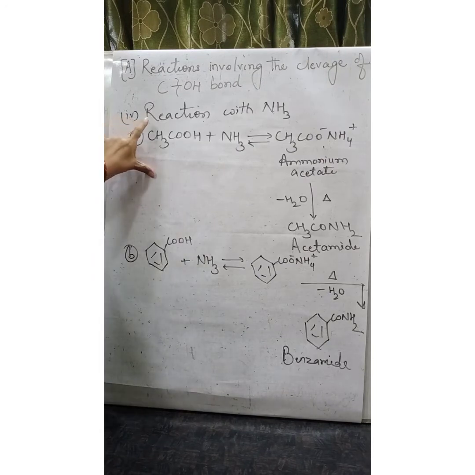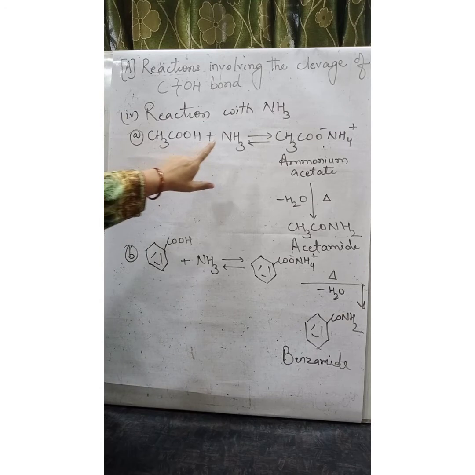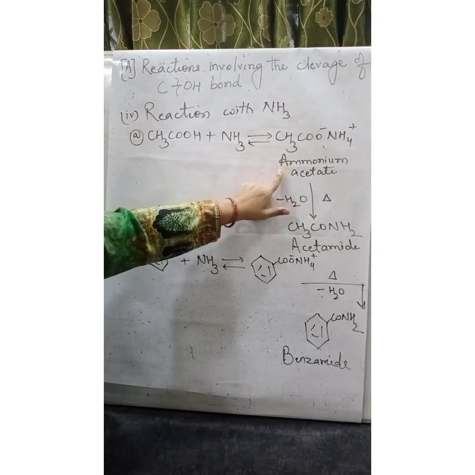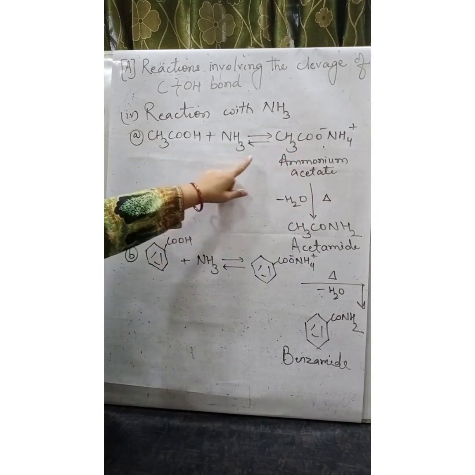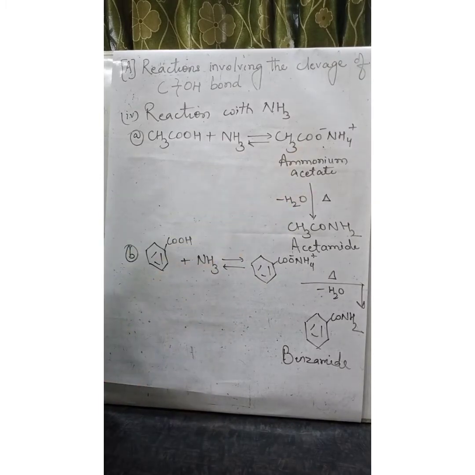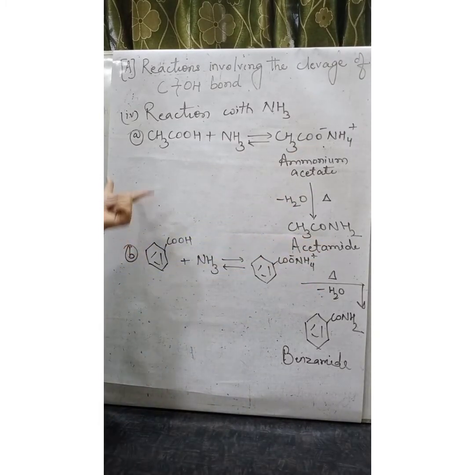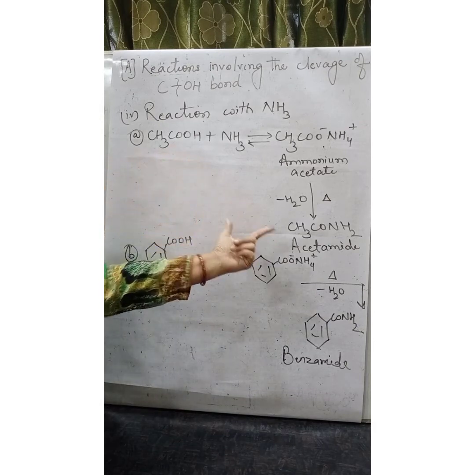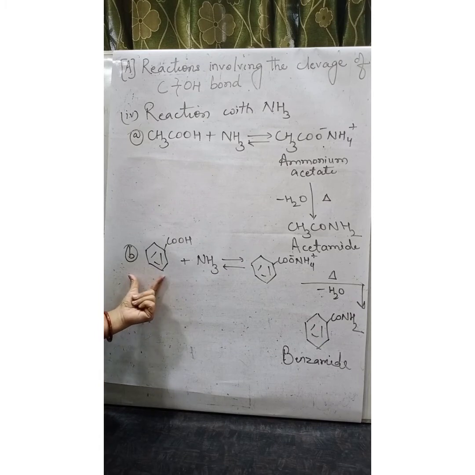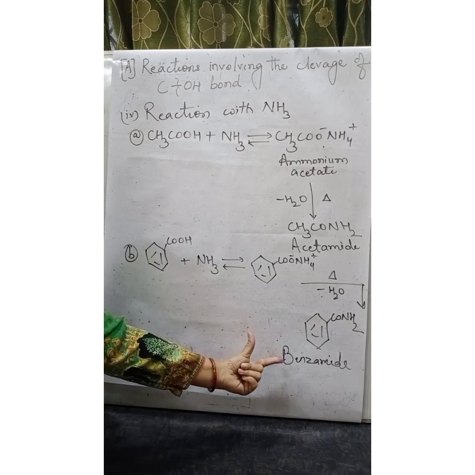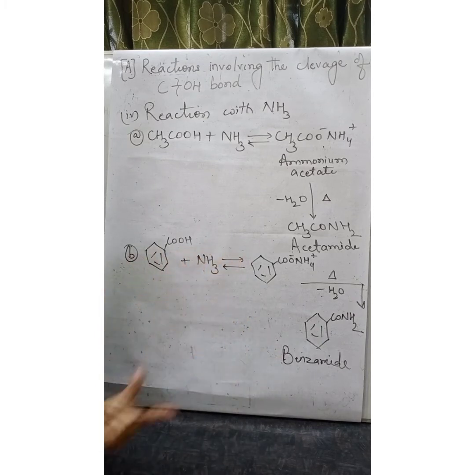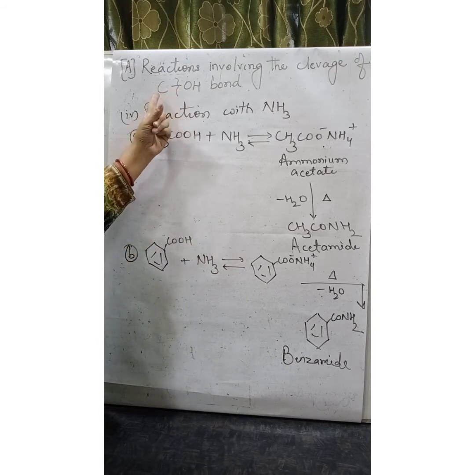The next one is reaction with ammonia. Acetic acid reacts with ammonia to form ammonium acetate, which on heating loses a water molecule to form acetamide. This can be asked as a conversion also, acetic acid to acetamide. The next one is benzoic acid to benzamide. In this reaction also there is the cleavage of the C-OH bond.